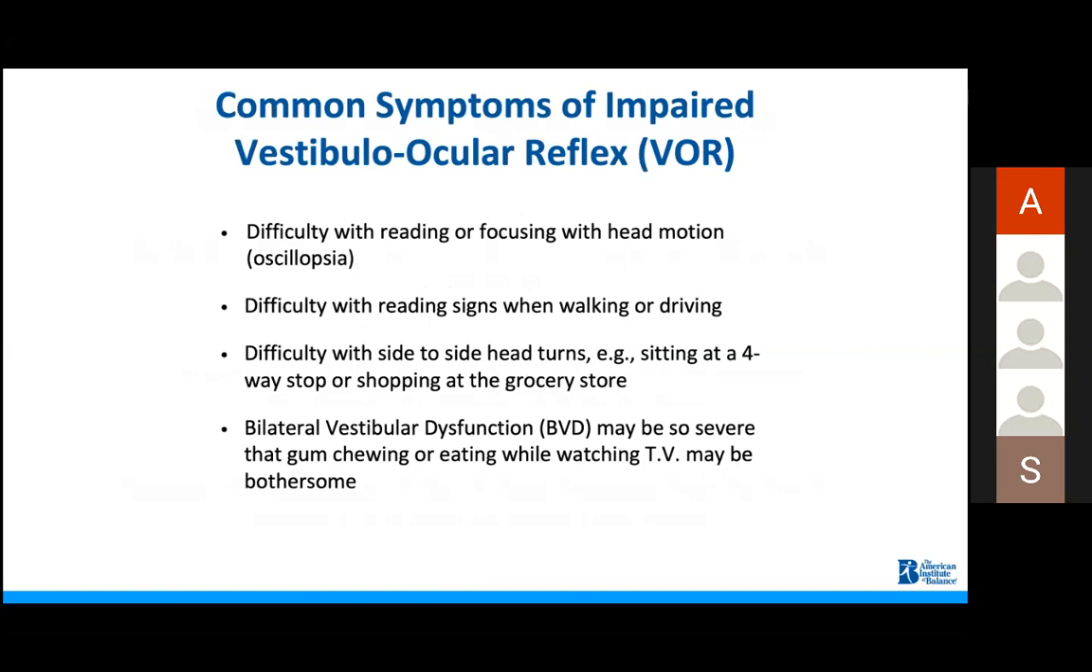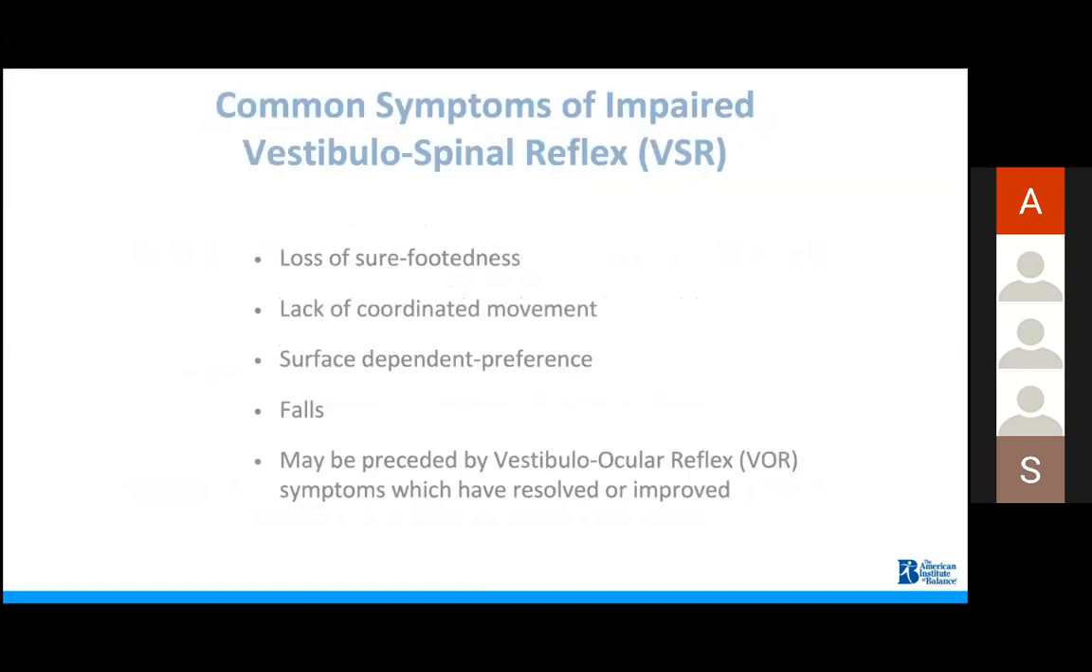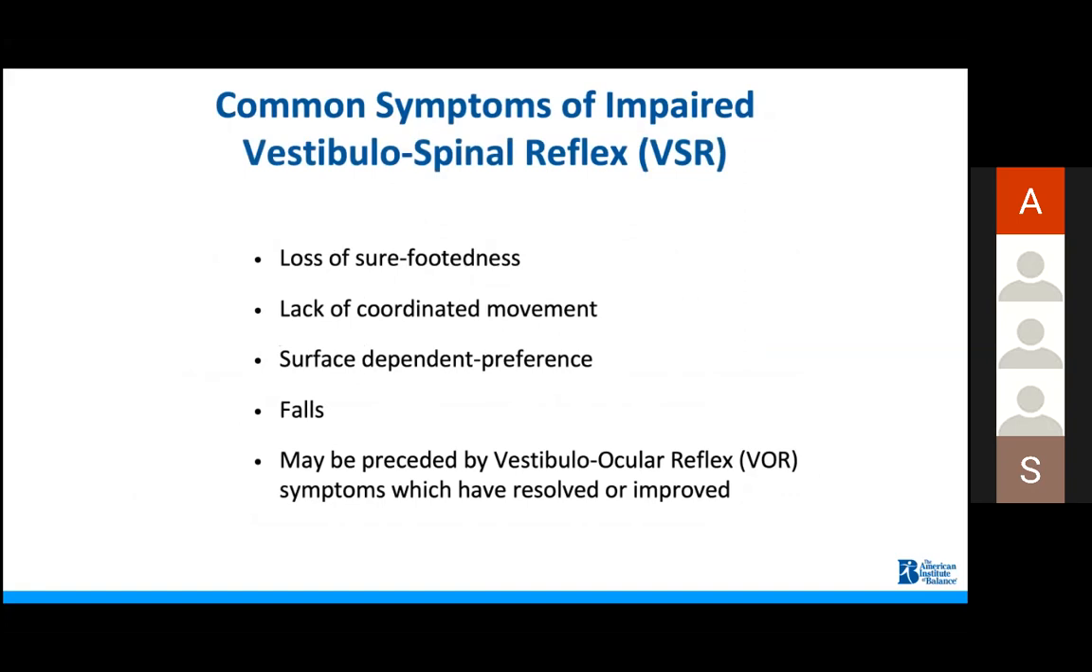We know that if they have an impaired VOR, they're going to have an issue with the relationship between head movement and eye movement. So they'll tell you they have a feeling of blurred vision. They have difficulty focusing. They turn their head at a particular speed and things are no longer clear to them. These are classic manifestations of a VOR impairment. VSR tends to be more, I don't feel sure-footed. I feel like I have to hold on. I feel like I have to touch things.